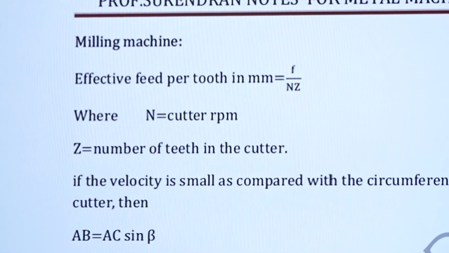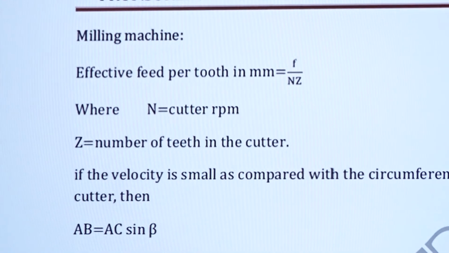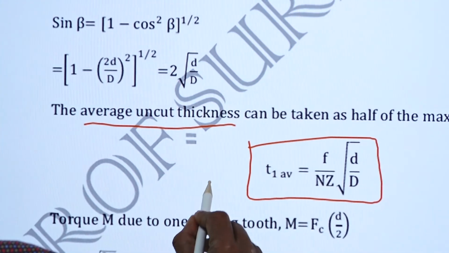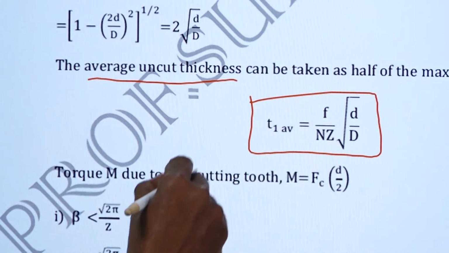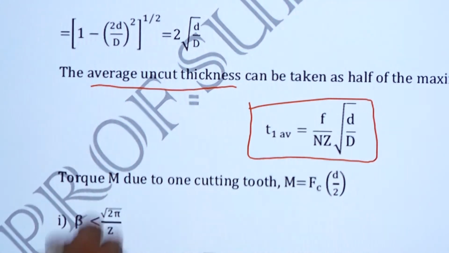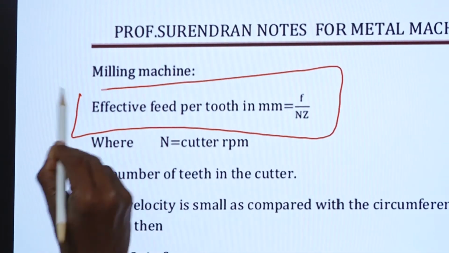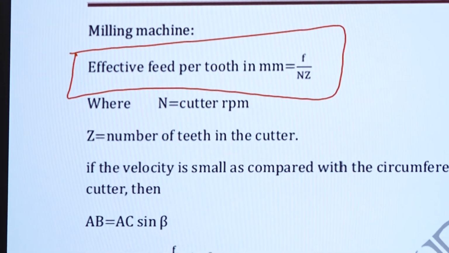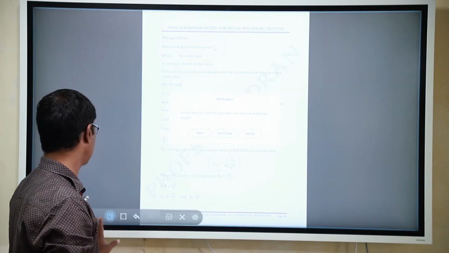In the milling machine, we should know the formula for average uncut thickness. This is the formula for the maximum, and it is the one formula we have to use again and again for milling. And the effective feed per tooth formula can also be used. These are the two formulas to concentrate on for the milling machine: effective feed per tooth and average uncut thickness.